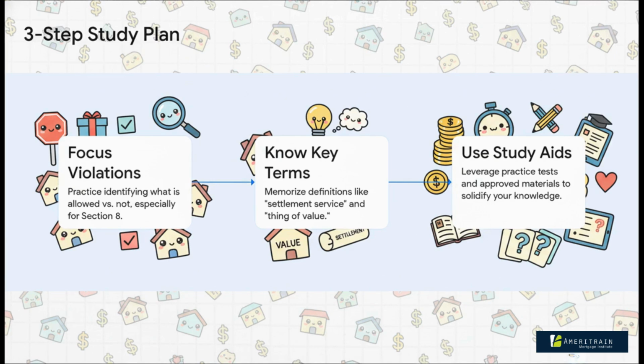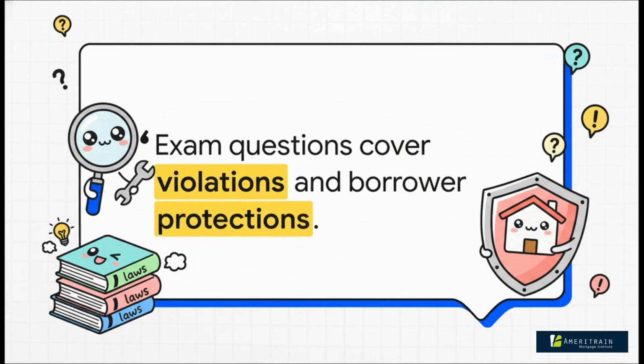Step 2, know your key definitions. You have to memorize terms like settlement service and thing of value. And finally, Step 3, use your study aids. Leverage those practice tests and any approved materials you have to really make this knowledge stick. You know, the crucial point is this. Success on the RESPA questions isn't about memorizing every single word of the law. No way. It's about developing an instinct for spotting a violation. Knowing how to do that will be your key to passing.